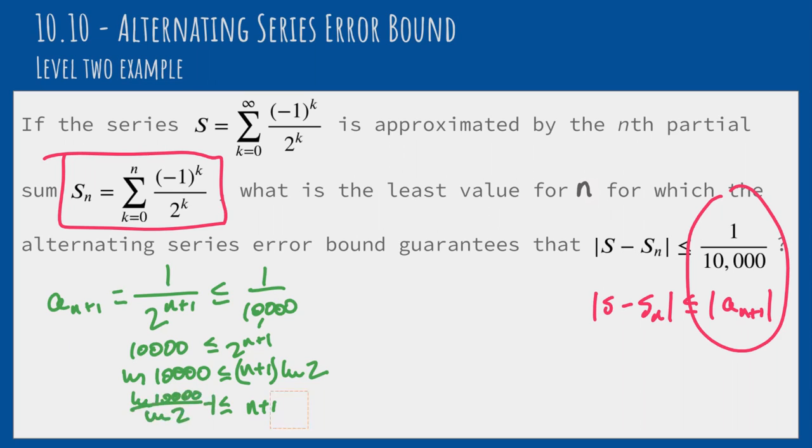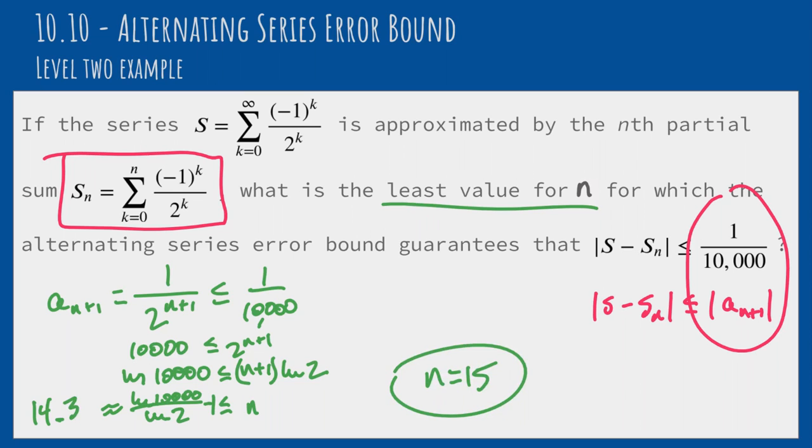And then if we subtract the 1 from both sides, we know n has to be greater than or equal to the natural log of 10,000 over the natural log of 2, minus 1. And that expression, if you just plug it into your calculator, is about 14.3 something. All that really matters is n has to be greater than or equal to that, but also keep in mind that n has to be an integer. So the least value for n is going to be the next one, which is going to be 15. So this is going to be n equals 15, and that term then is going to guarantee that our error is going to be less than 1/10,000th.